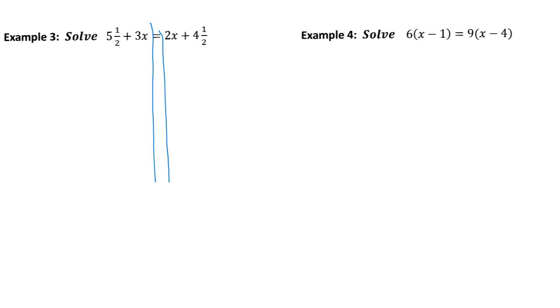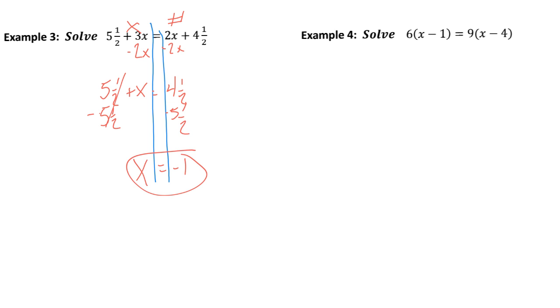Okay, to sum this up pretty quick, I drew the river. I'm getting my x's on the left, so my x on the left, my numbers on the right. So I subtract 2x from both sides. I'm left with 5.5 plus x equals 4.5. I want to get my numbers onto the right, so I subtract both sides by 5.5. I'm left with x equals negative 1. Okay? So hopefully that's what you did. You subtracted 2x, moved it to the left, subtracted 5.5, moved it to the right, and you should have gotten x is equal to negative 1.